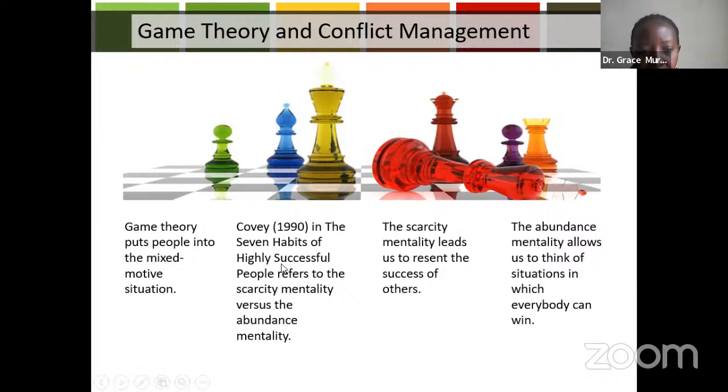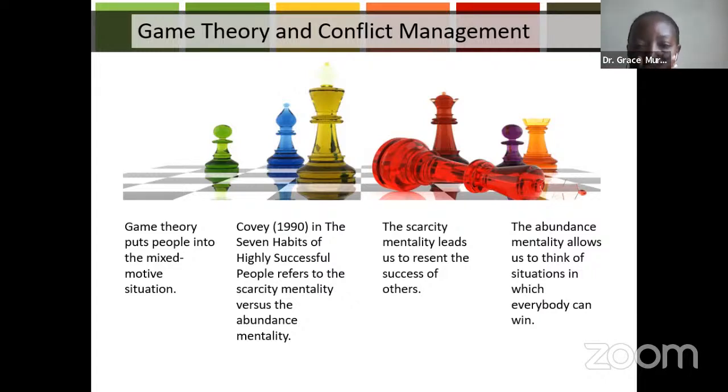Covey says that people have the scarcity mentality versus the abundance mentality. There are some people who feel that things are scarce in this world, and so I must get what is there for myself. But there are people who feel there is something for everyone, so everybody can win. The chess game has a scarcity mentality. I must win your king, you must win my king. Both of us can't be winners. The abundance mentality is both of us can be winners.